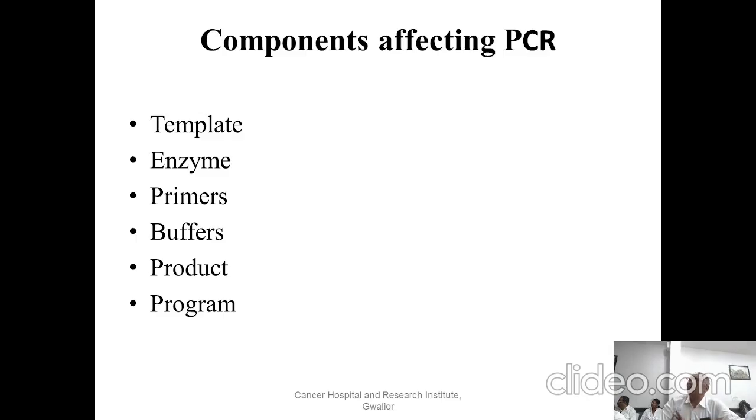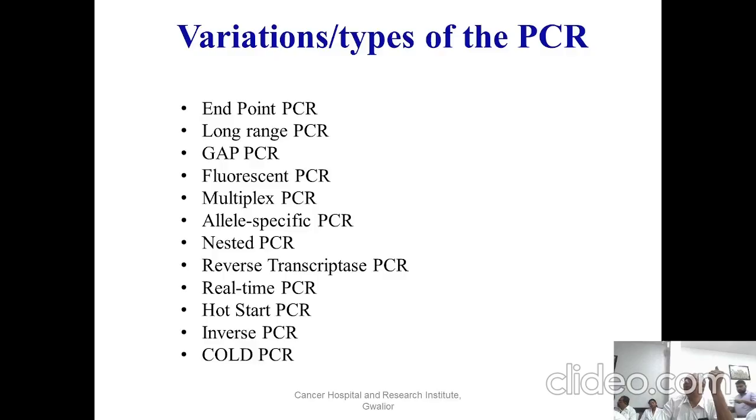Now, these are the components of PCR which can affect a PCR: a template, enzyme, primer, buffer, product or program. Template is basically a sample of DNA on which the other fragment will form. Then you have enzyme. We have Taq polymerase here that works at a 90-degree temperature also. Then you have primers, then buffer, product and program.